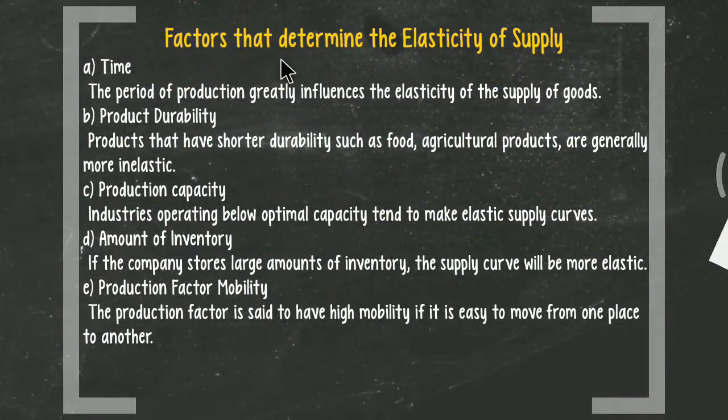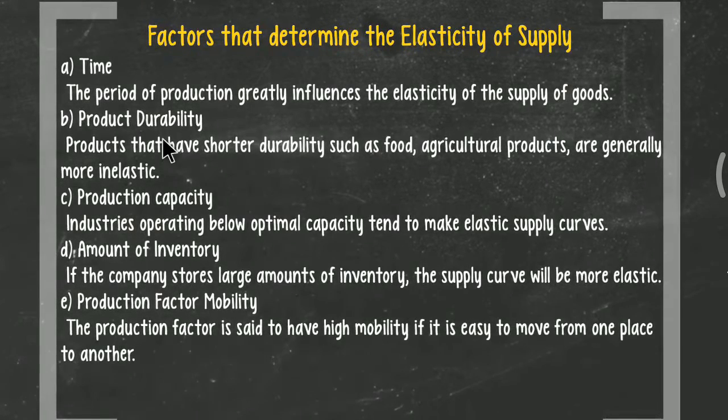There are several factors that determine the elasticity of supply. The first one is time. The period of production greatly influences the elasticity of supply of goods. Industrial production will be different from agricultural products. To increase supply, the agricultural sector requires a relatively longer time than the industrial sector. Therefore, the supply of agricultural products is generally more inelastic than the industrial sector.